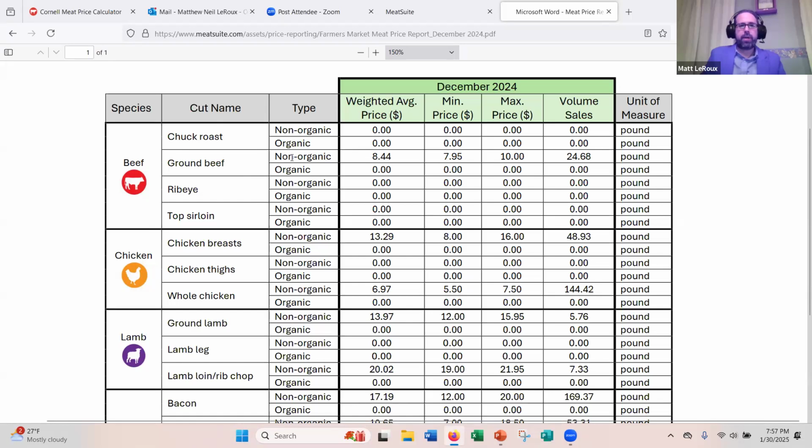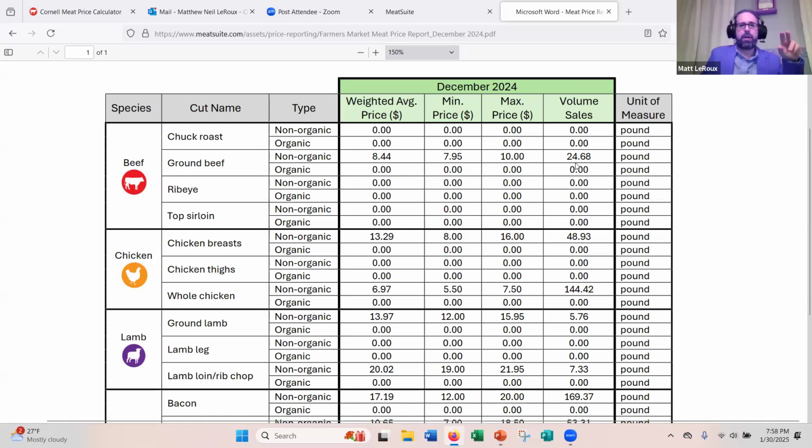Let's look at our non-organic ground beef. The weighted average price was 8.44 a pound. The min was 7.95. The max was 10. So given that the weighted average is a little bit closer to the min, that tells me that farms that were pricing their ground beef more like $8 a pound were selling more pounds than those that were selling at 10. And then you can see the volume of sales that this is based on was 25 pounds.